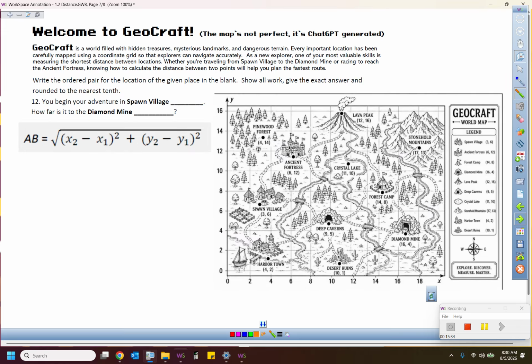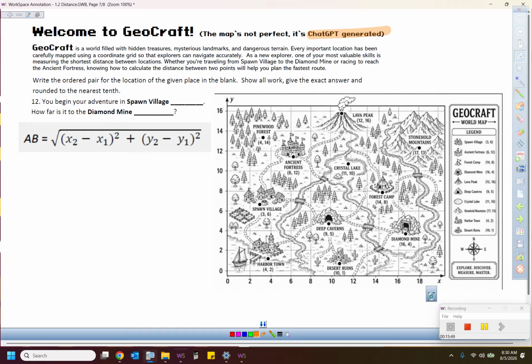If we go to my little cool thing called GeoCraft, which I designed around Minecraft. Really, ChatGPT did this. I was just trying to make these problems more interesting. Very tough map to read, and the map's not perfect because ChatGPT made it and it's got a few flaws in it. But here's our mission right here.